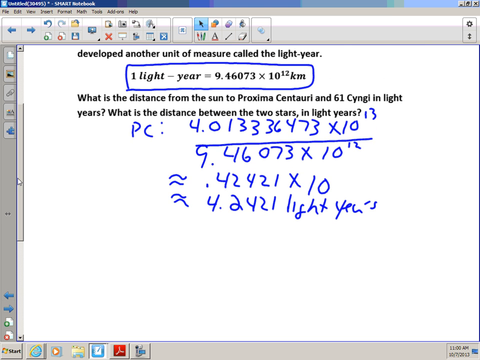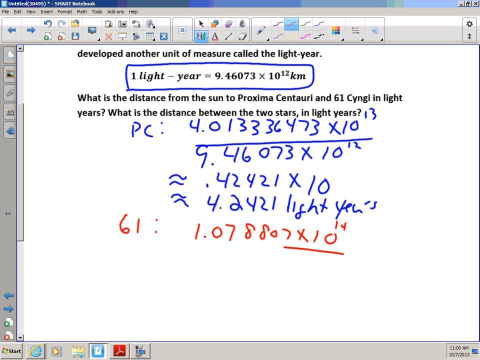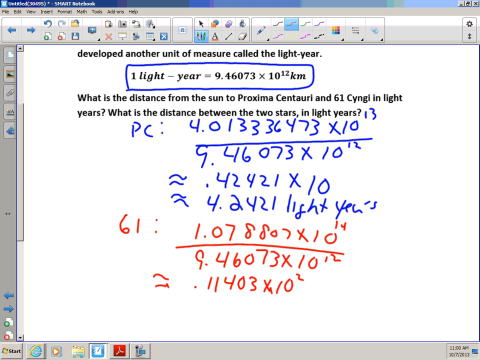If I do the same thing for the other star, again, 61 Cygni, I'm going to divide its distance. Now you'll see that this should be even more light years of distance because it's 10 to the 14th power. And when you do that, you'll get 0.11403 times 10 squared. I really want to put that in standard form because I can relate to 11.403 light years.